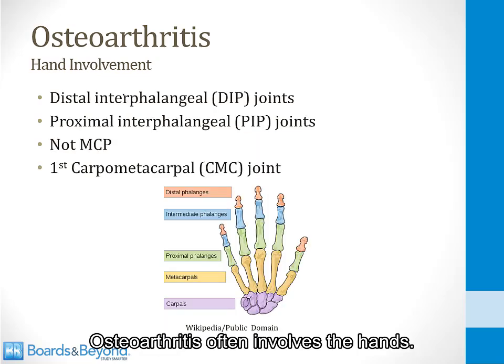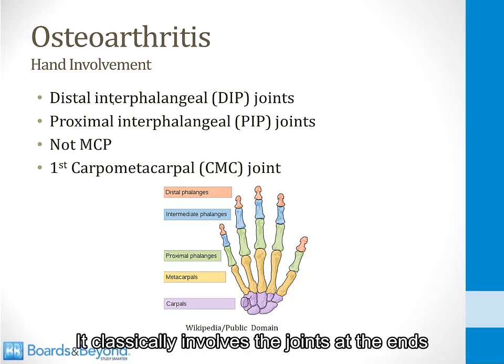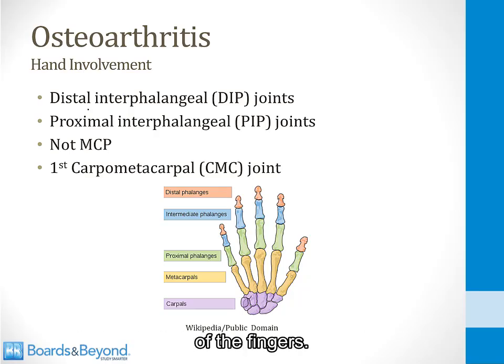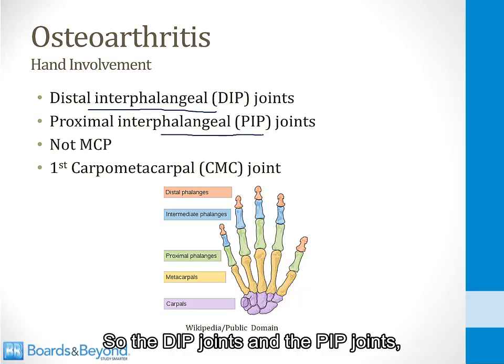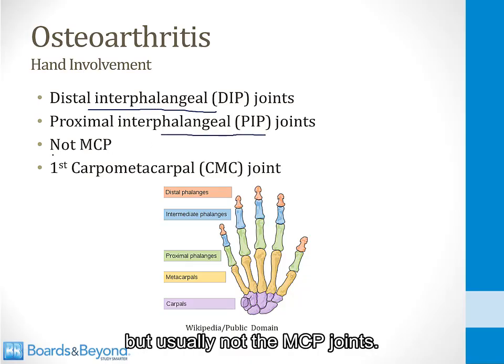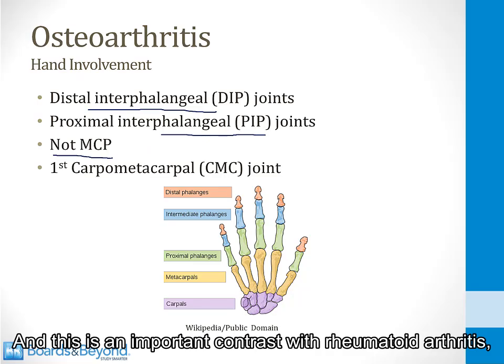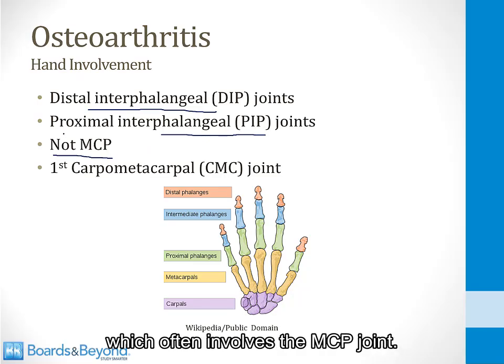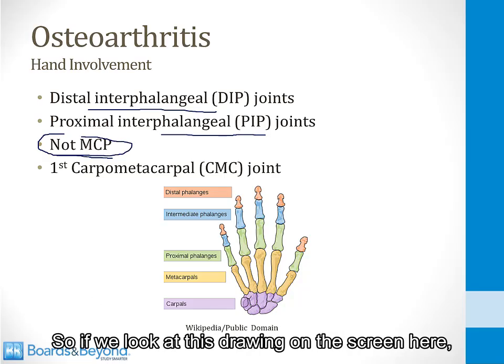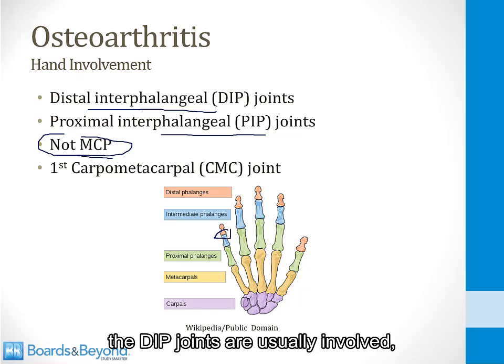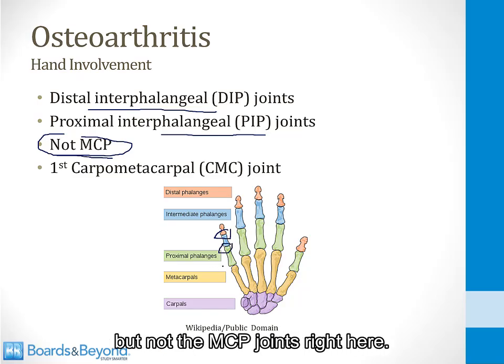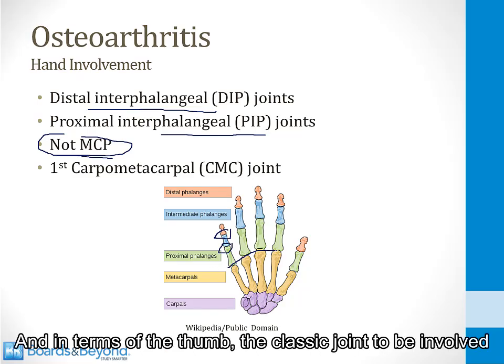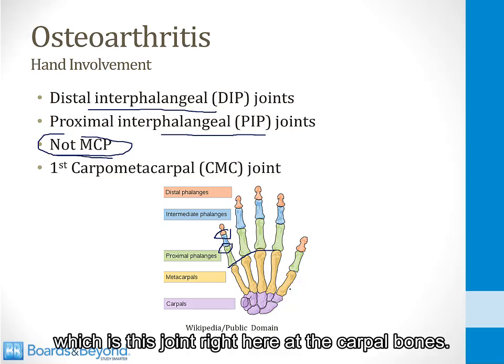Osteoarthritis often involves the hands. It classically involves the joints at the ends of the fingers, so the DIP joints and the PIP joints, but usually not the MCP joints. And this is an important contrast with rheumatoid arthritis, which often involves the MCP joint. So if we look at this drawing on the screen here, the DIP joints are usually involved, the PIP joints are involved, but not the MCP joints right here. And in terms of the thumb, the classic joint to be involved is the first carpometacarpal joint, which is this joint right here at the carpal bones.